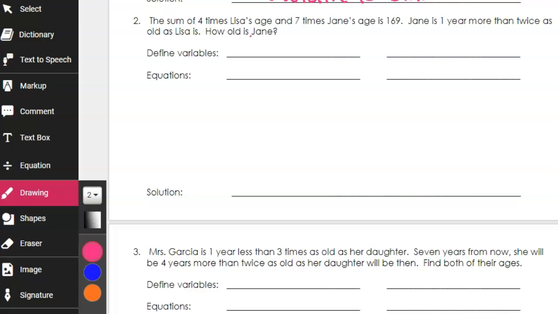How old is Jane? Well, my solution will be Jane is some amount of years old. I don't know how many, but I know that she's some amount of years old. My variables. Everything is talking about the ages of these two girls. So perhaps I need a variable for Lisa's age, and I need a variable for Jane's age, because that's what's being manipulated in these sentences.